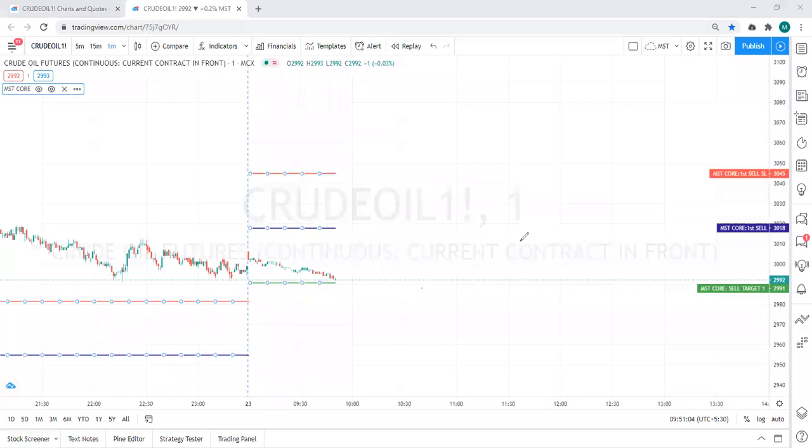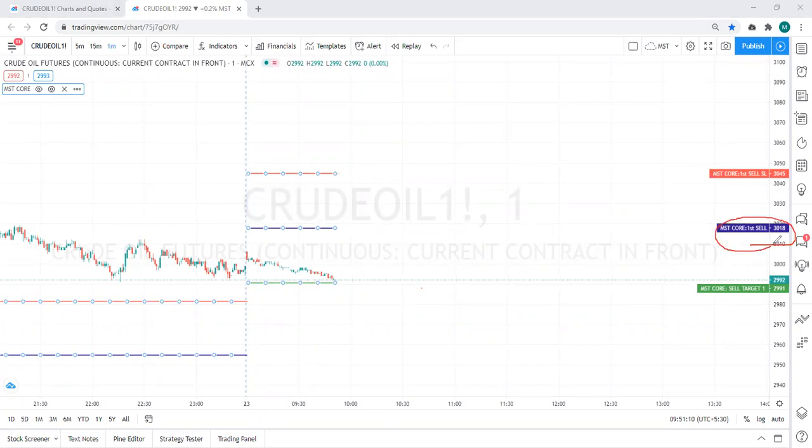So our first sell is 3018. Here you can see 3018, but the market has not reached 3018 so far. It is below 3018. Once the market reaches 3018, there only we have to sell. And we have to keep 3045 as the SL and the target will be 2991. So this is our first sell call.